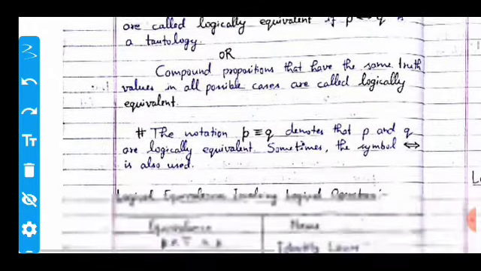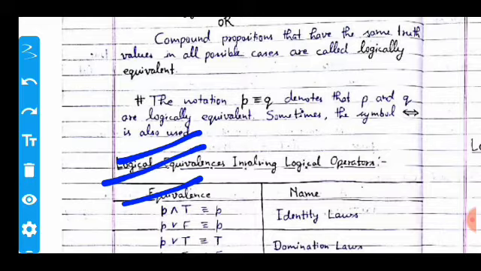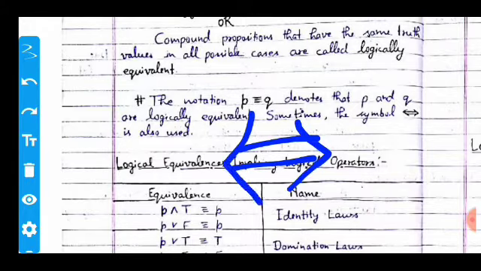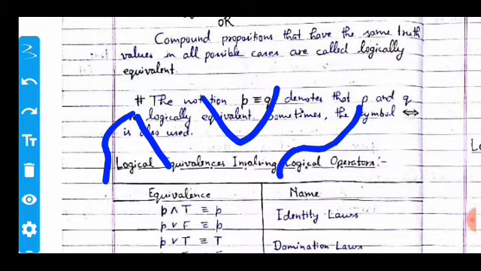Now, the notation P logically equivalent to Q denotes that P and Q are equivalent. Sometimes the biconditional symbol is also used. Logical equivalence involves logical operators. There are various types of logical operators like conjunction, disjunction, negation, etc.